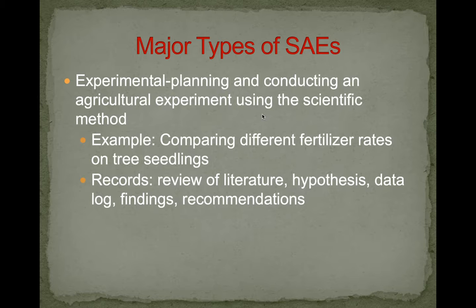Maybe you're a science type student and maybe you prefer to do science experiments. An experimental type of SAE is basically a science experiment. If you ever had to complete a science experiment in elementary school or middle school, you've got the whole backboard with the purpose and the hypothesis and then the methods and the results and conclusion. That's exactly what you would be doing for an experimental type of SAE, is actually doing that science experiment. One example could be that you're looking at different fertilizer rates on tree seedlings. That's the one that's here in the slide.